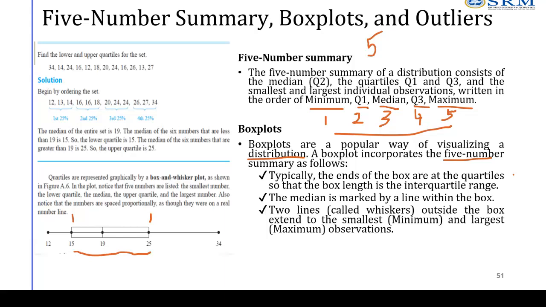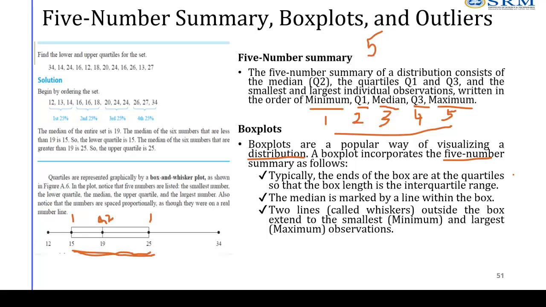The ends of the box are the quartiles, so the box length is the interquartile range. The complete box length is the interquartile range, which is Q3 minus Q1. The median is marked by a line within the box. See here, you could see the median, which is Q2. Two lines called whiskers outside the box extend to the smallest and the largest observations.